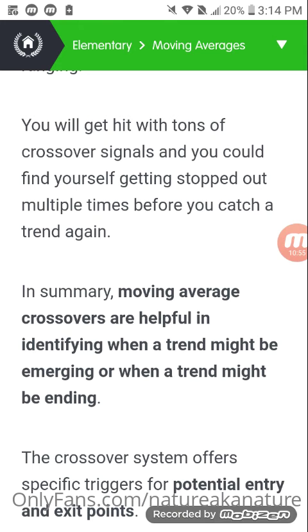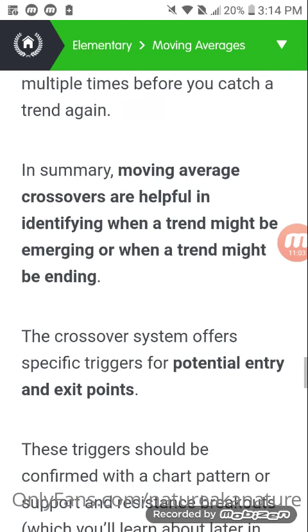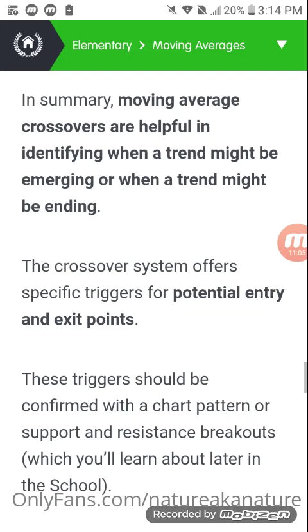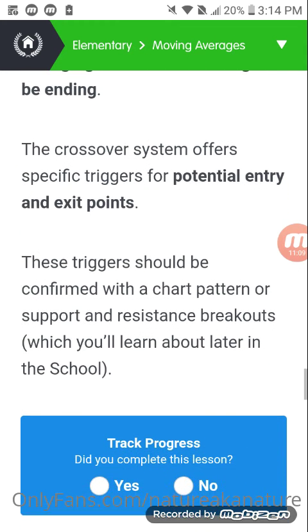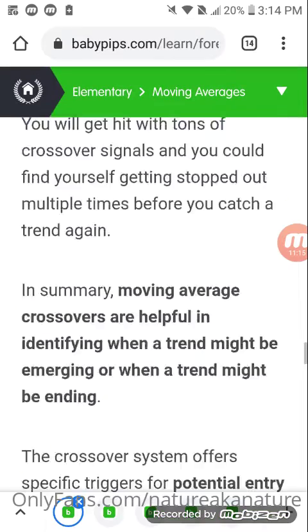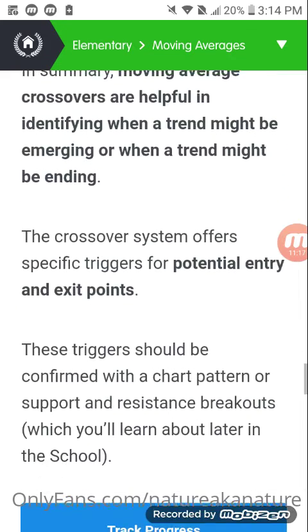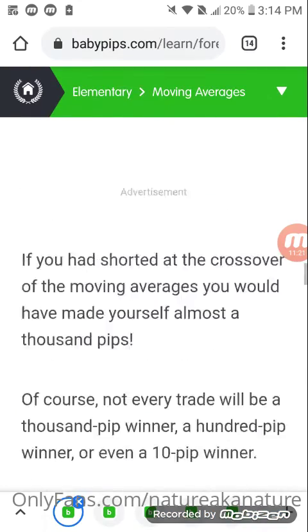In summary, moving average crossovers are helpful in identifying when a trend might be emerging or when a trend might be ending. The crossover system offers specific triggers for potential entry and exit points. These triggers should be confirmed with chart patterns or support or resistance breakouts, okay, which you will learn about later in the school. All right, so we use the crossover for potential entry and exit points, okay?